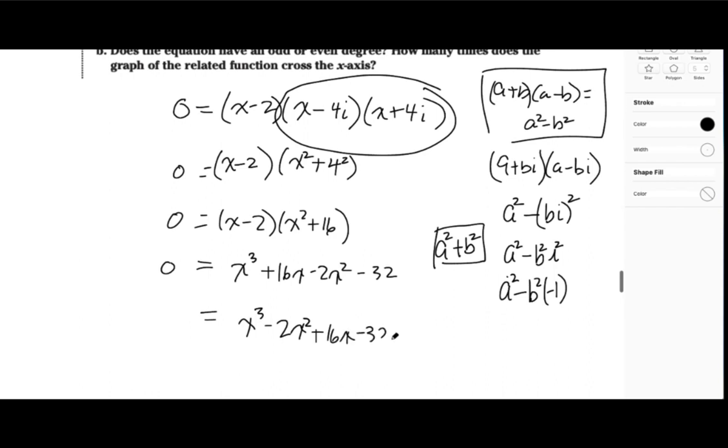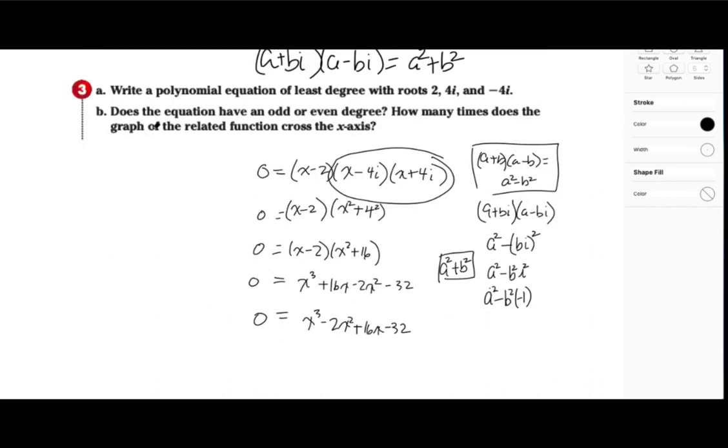All right. So that was only part A. Let's go to part B. So part B is asking us a very interesting question. It says, does the equation have an odd or even degree? Well, clearly it's odd, right? How many times does the graph of the related function cross the x-axis? Well, let's go ahead and find out.